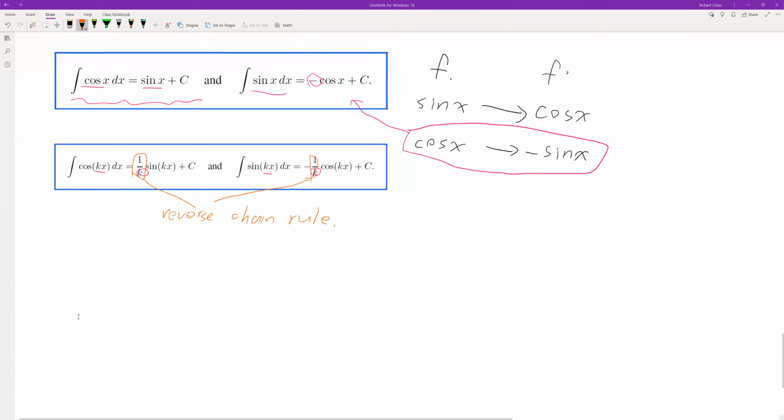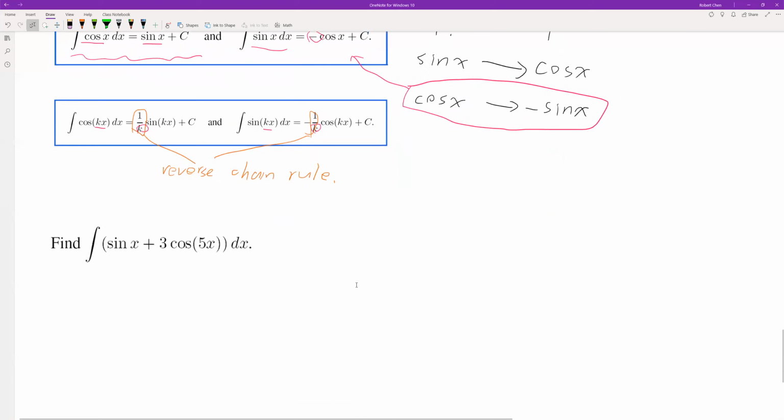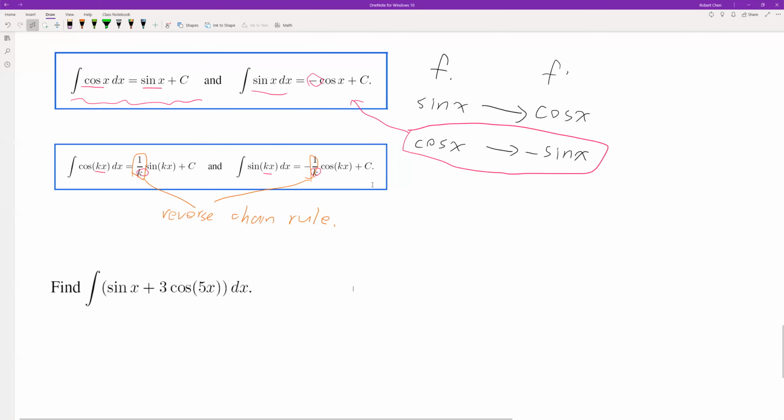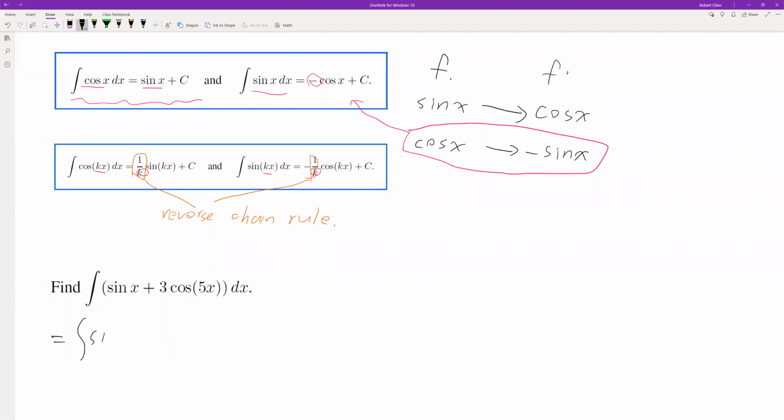Okay, so let's do one example together. And this example is going to consist of everything that we have up here. Now again, feel free to pause the video if you want to give that a try. All right, so let's do this. First, I'm going to split it up into 2 parts. So we have the integral of sine x dx plus, I'm going to bring out the 3 now, 3 times the integral of cosine 5x dx.